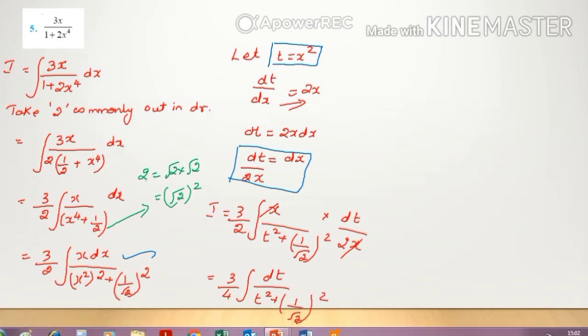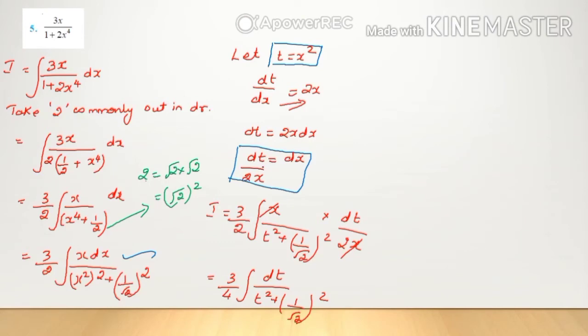Now you can see that this resembles the formula: integral dx divided by x square plus a square is 1 by a tan inverse of x by a. So we are going to apply that. In the previous step we had x, so that is why we had taken the substitution.